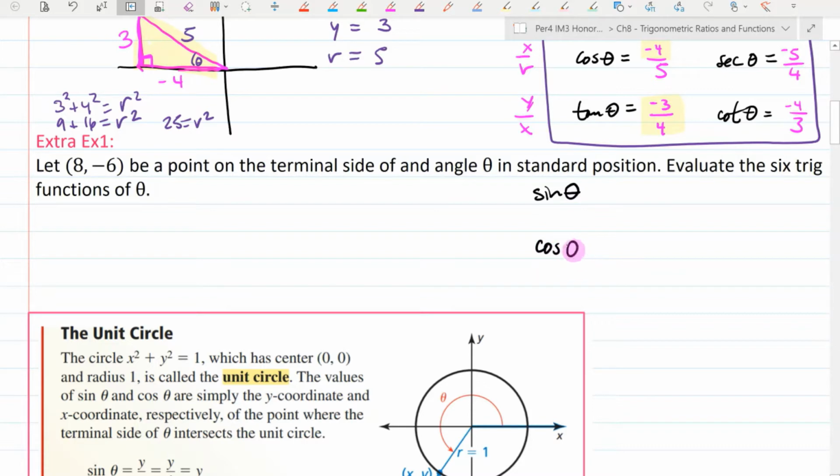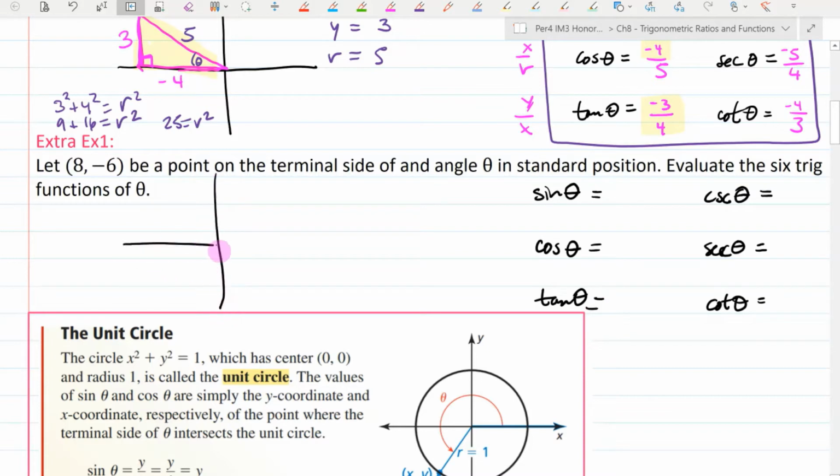Sine theta, cosine theta, tangent theta, and cosecant theta, secant theta, and cotangent theta. And yes, you need to write theta. You can't just write sine, cosine, tangent. All right. So I have 8, -6. So 8, -6.